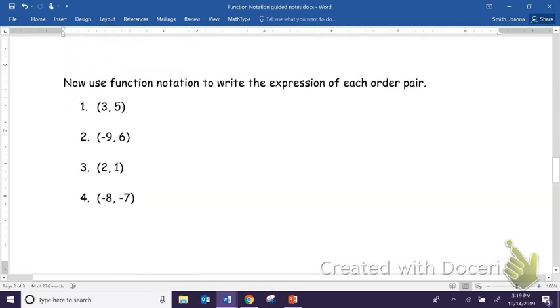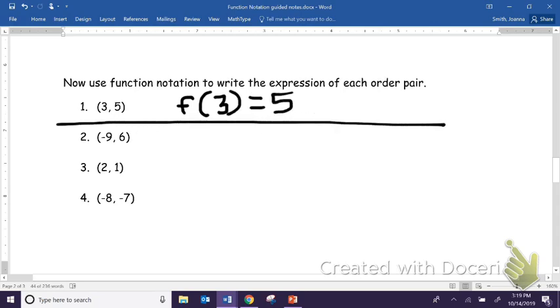So can you do the opposite direction? Could you go the opposite way? Absolutely. For number 1, we'll look at what was my x here. My x is 3, so f of 3 is equal to 5. So we can go in the opposite direction as well. Do the rest of those now.